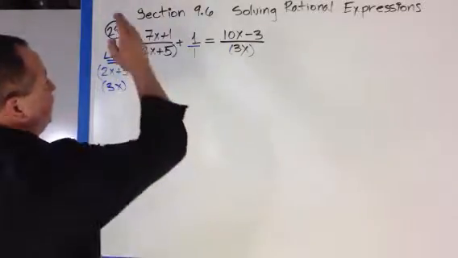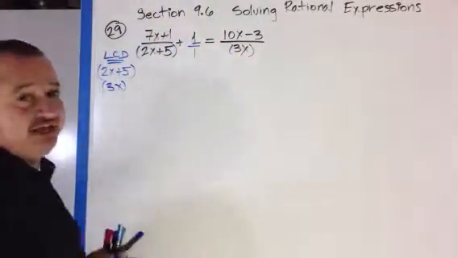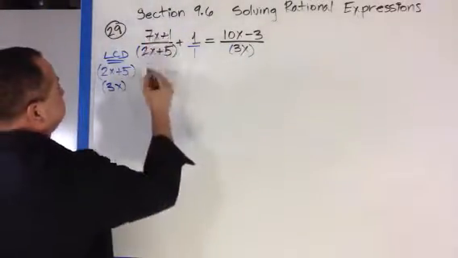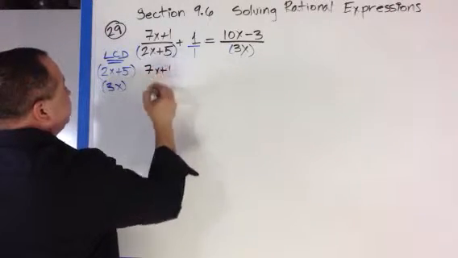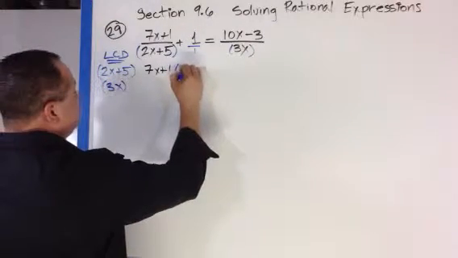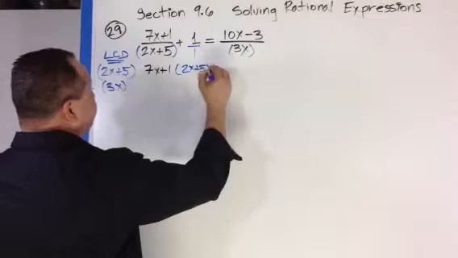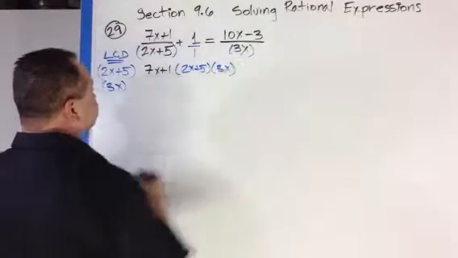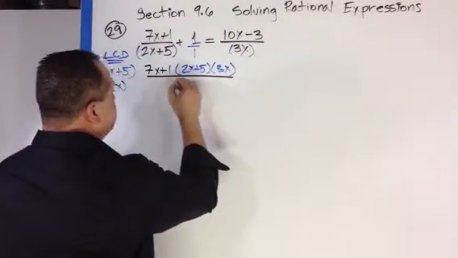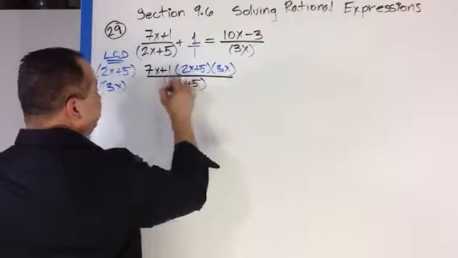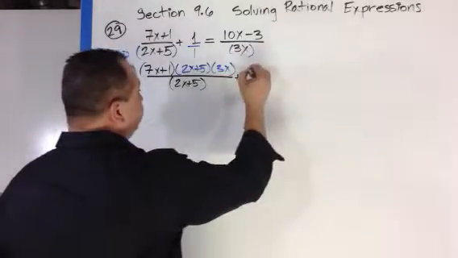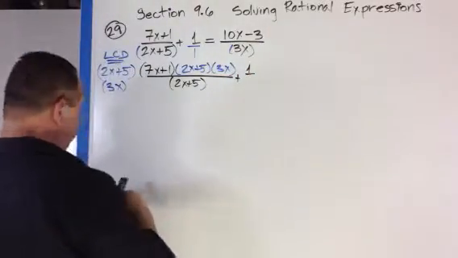So my next step, I'm going to multiply each term by the LCD, because that's going to eliminate my denominator. So let's begin. 7x plus 1. I'm going to multiply it times 2x plus 5 times 3x all over 2x plus 5, plus the number 1. It's got to get multiplied by also the LCD.